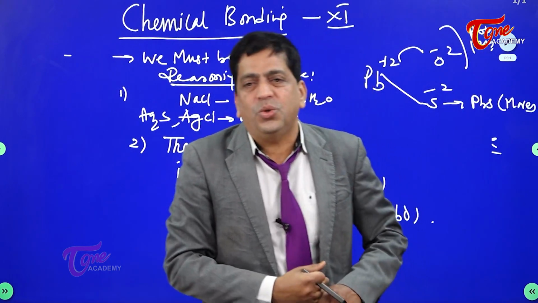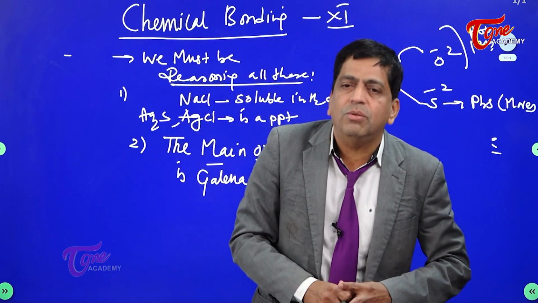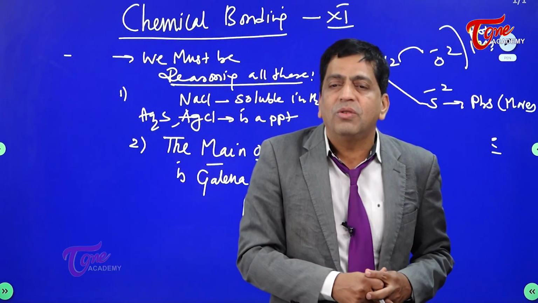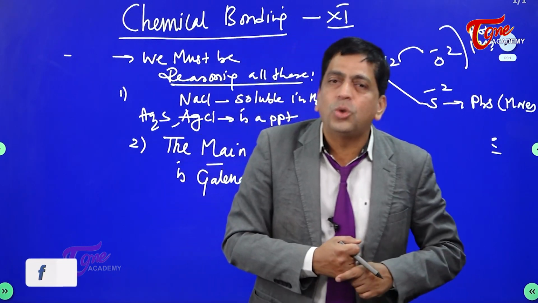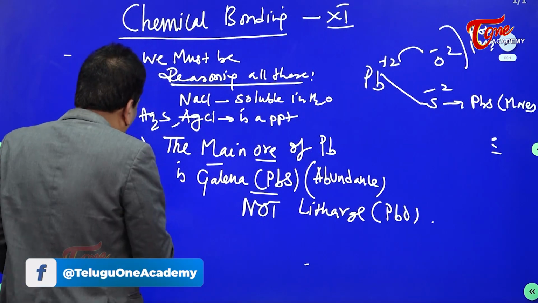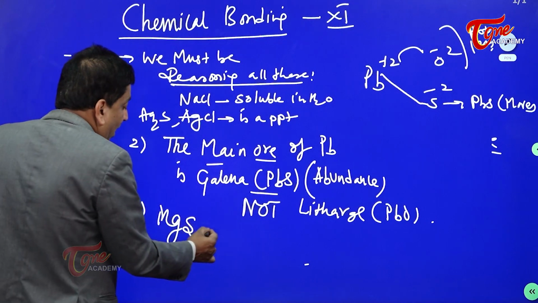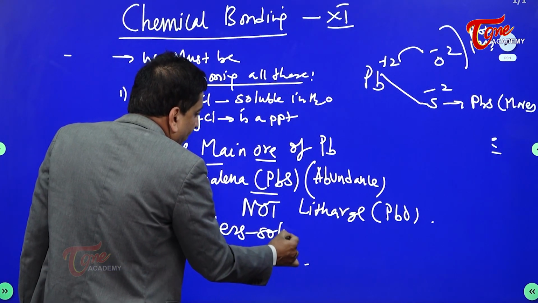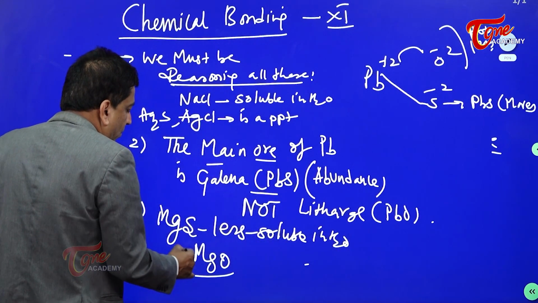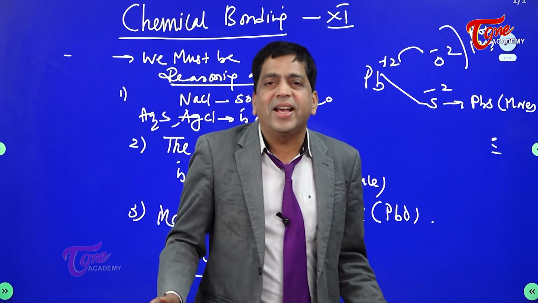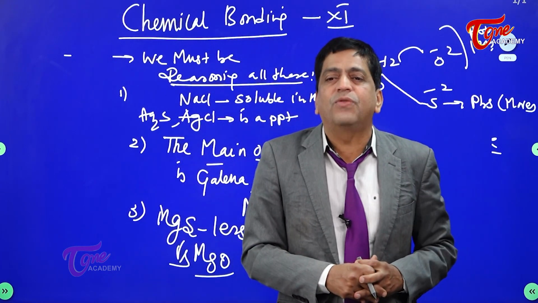You cannot turn religious. You cannot turn philosophical and tell people, yeah, it happens because God has created this. It's not like that. It might be a God creation, but you need to reason at least why, in a convincing way. Similarly, MgS is less soluble in water compared to MgO. I can go in for a volley of questions, but I restrict myself to three reasoning things for you.